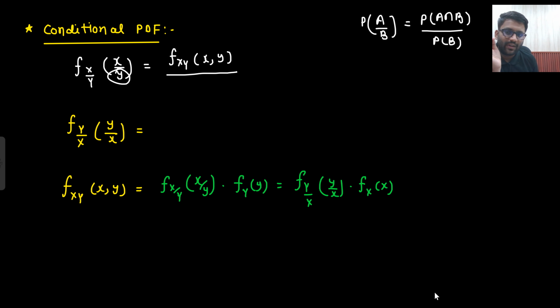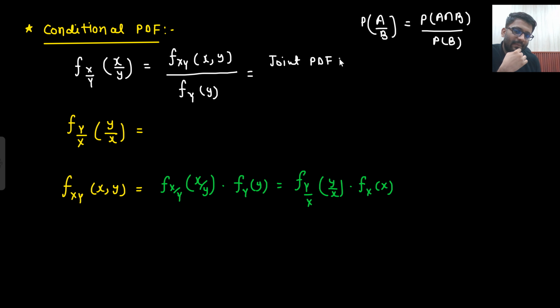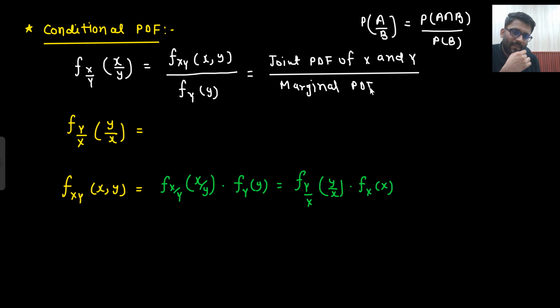In the denominator, what will come? The marginal PDF of y. What I am saying, x given y, would be equal to the joint PDF of random variables x and y divided by the marginal PDF of y. Is that clear to you?